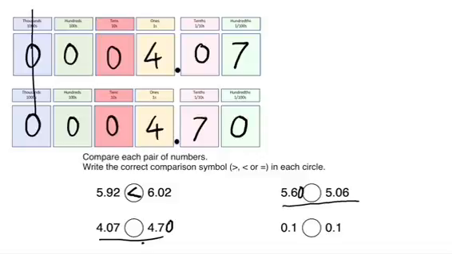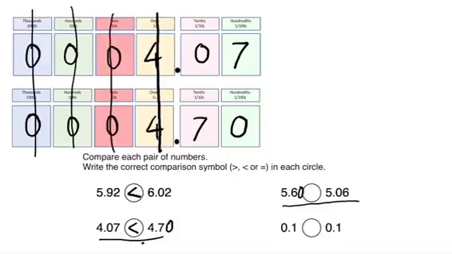Thousands, well, they've both got nothing in it, so that doesn't help. They've both got no hundreds, they've both got no tens. They have got something in the ones, but it's the same, so that doesn't help. Tenths. Well, the first number's got no tenths, and the second number's got 7 tenths. And even though tenths are tiny, tiny slices of cake, having none of them is less than having 7 of them. So 7 is the biggest number there. So 4.7, or 4.70, is bigger than 4.07.